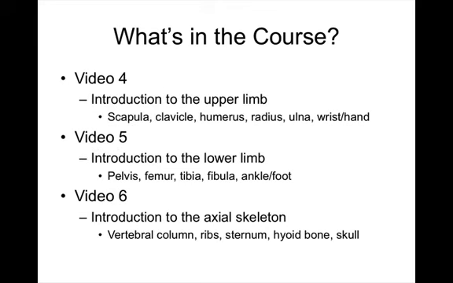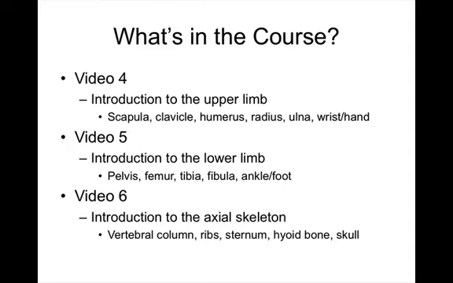Then in videos 4, 5, and 6, I'll introduce the basic regions of the skeletal system. Video 4 will talk about the upper limb, and those are the bones associated with the upper limb listed below: scapula, clavicle, humerus, radius, ulna, wrist, and hand. Video 5, I'll introduce the lower limb. Those are the bones associated there: the pelvis, femur, tibia, fibula, ankle, and foot.